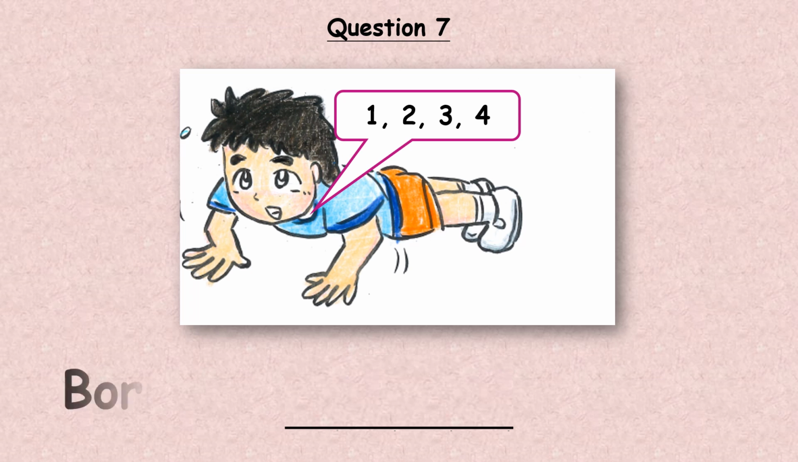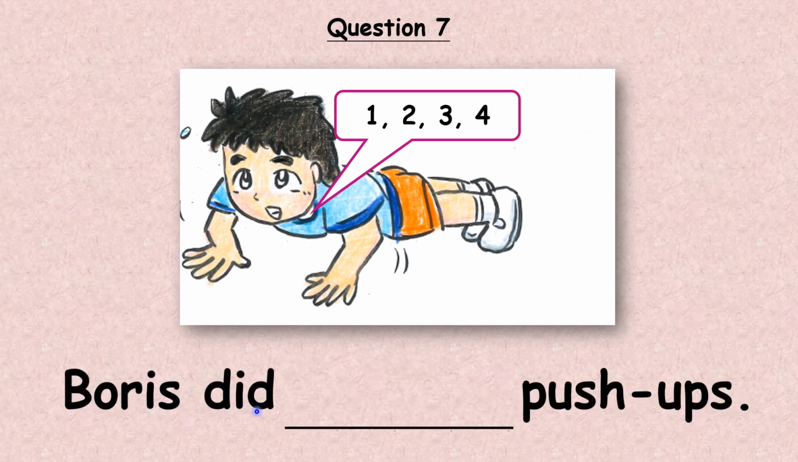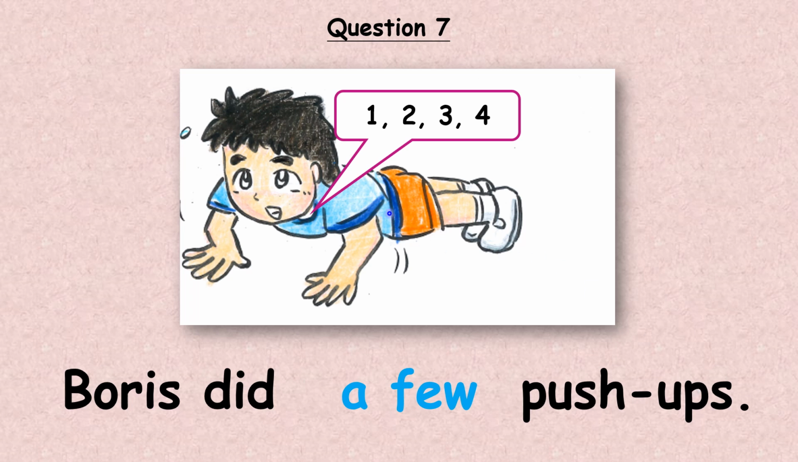Question 7. Boris did blank push-ups. 1, 2, 3, 4 push-ups. What is the answer? A few. Boris did a few push-ups. It's countable and there are not many.